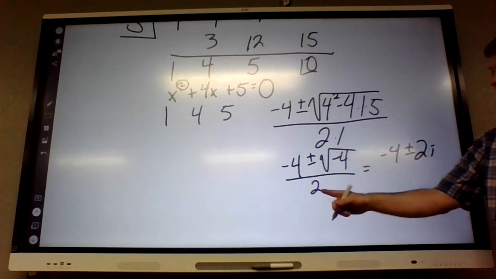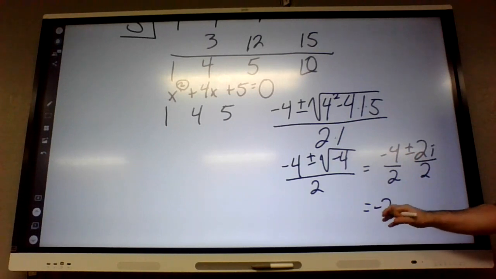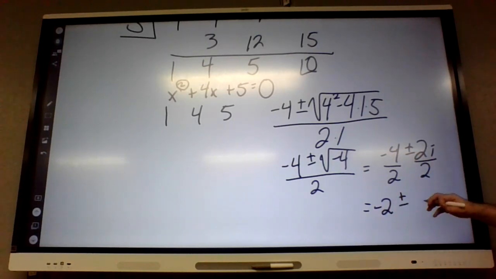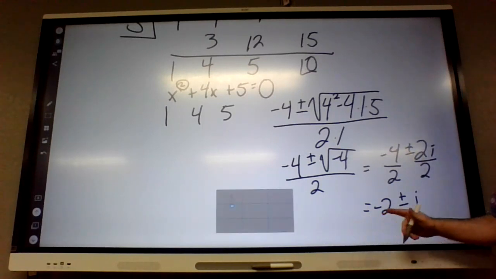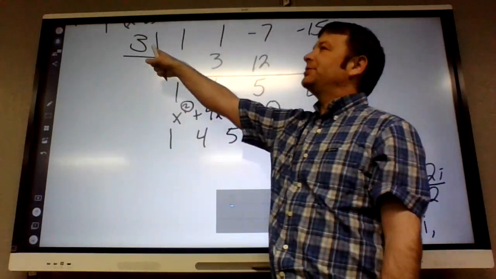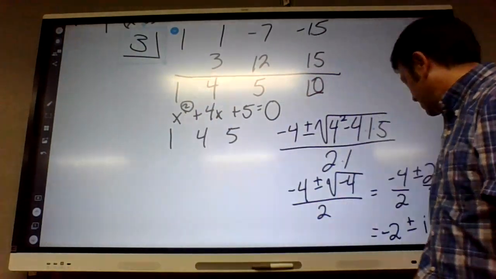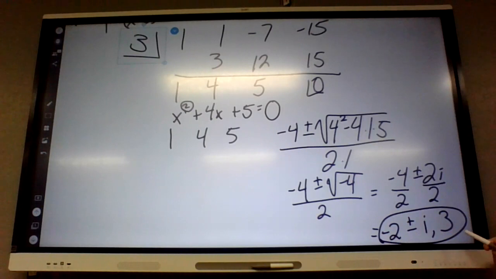And do you guys also remember that you have to split it up when you have an imaginary? Your calculators do this automatically if you have a nice calculator. Negative 4 over 2 is negative 2. 2i divided by 2 is just i. So there's 2 complex answers, as well as 3 from way back at the beginning. So that's the 3 answers right there: 3, negative 2 plus i, negative 2 minus i.